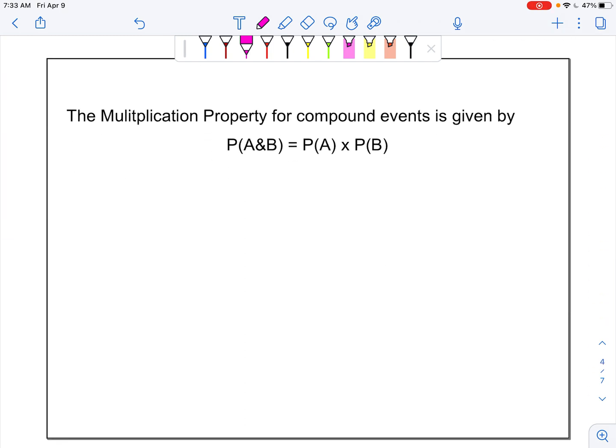When we have compound events, we use the multiplication property. So basically, you're going to find the probability for each event and multiply them together. This word "and" means to multiply.